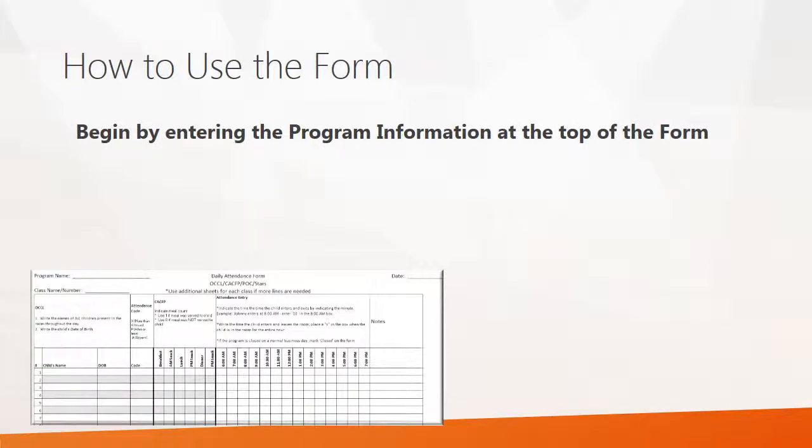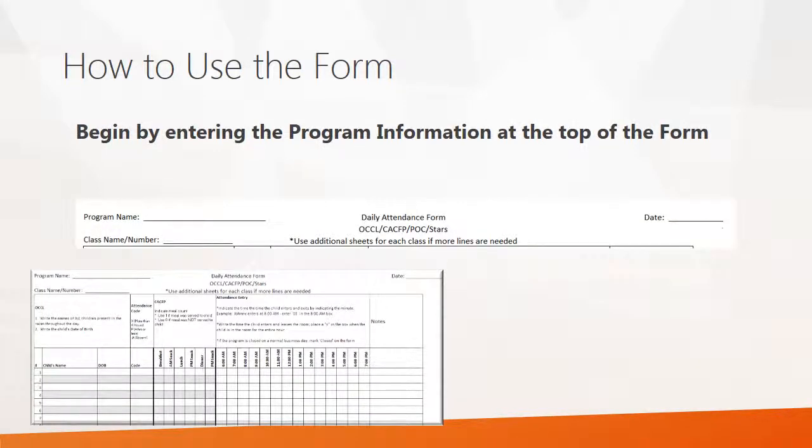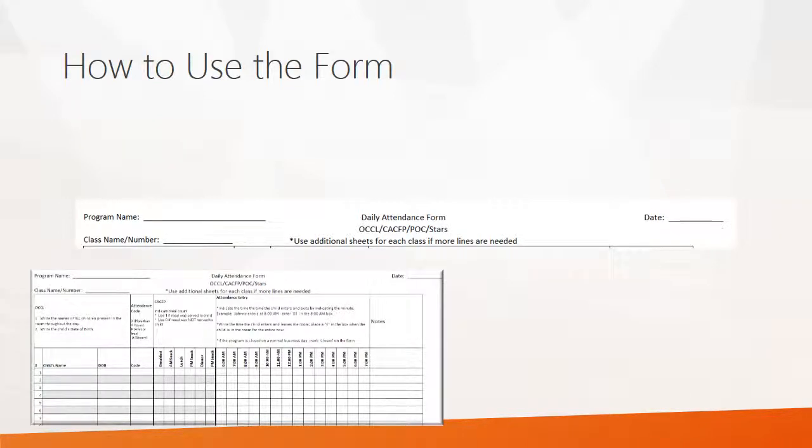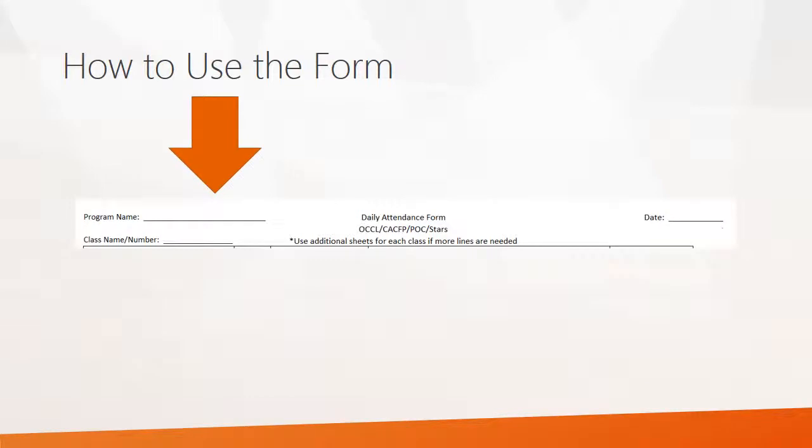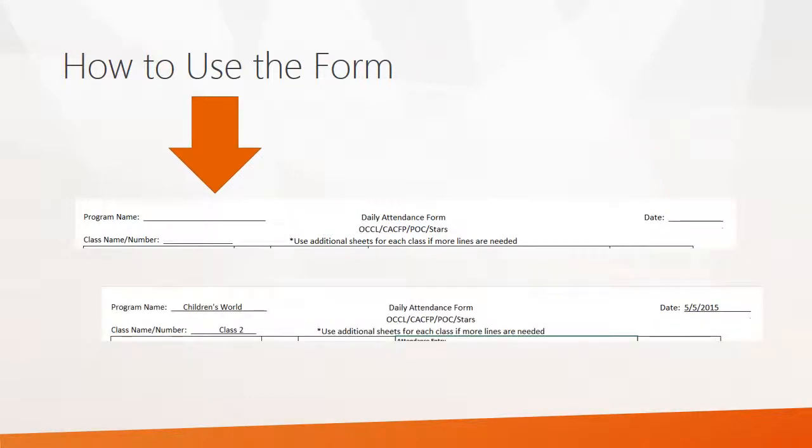Now let's look at how to complete the form, beginning with the header. At the top of the form, you're going to notice a line marked Program Name. For this line, simply enter the name of your program. In our example, the program is named Children's World.